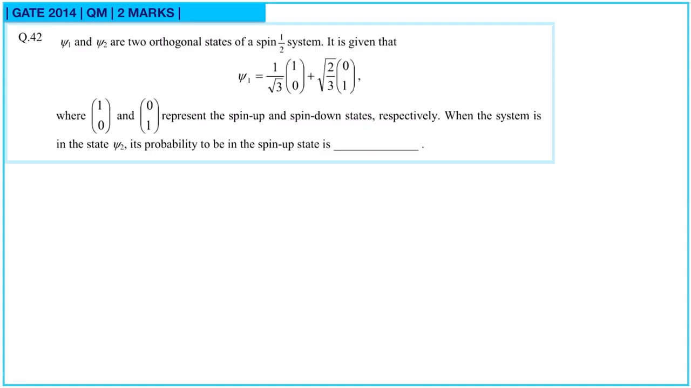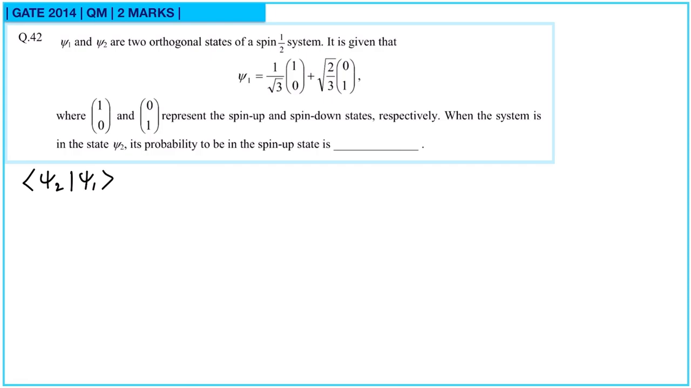Next question. Psi 1, Psi 2 are two orthogonal states of a spin half system. Psi 1 is given, where |1 0⟩ and |0 1⟩ represent the spin up and spin down states respectively. When the system is in the state Psi 2, the probability to be in spin up state is. Now Psi 1 is given, we have to calculate the value of Psi 2. And it is given that these are orthogonal states.